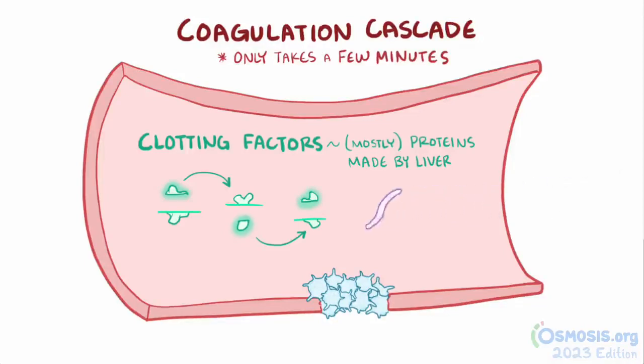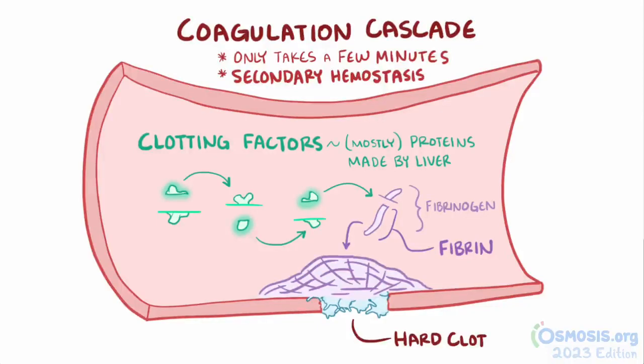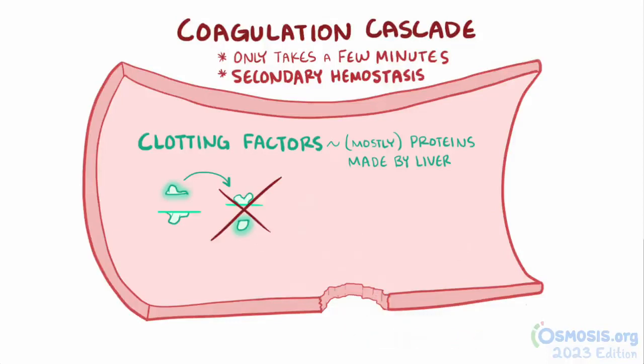The final step is activation of the protein fibrinogen to fibrin, which deposits and polymerizes to form a mesh around the platelets. So these steps leading up to fibrin reinforcement of the platelet plug make up the process called secondary hemostasis and results in a hard clot at the site of the injury. In most cases of hemophilia, there's a decrease in the amount or function of one or more clotting factors, which makes secondary hemostasis less effective and allows more bleeding to happen.